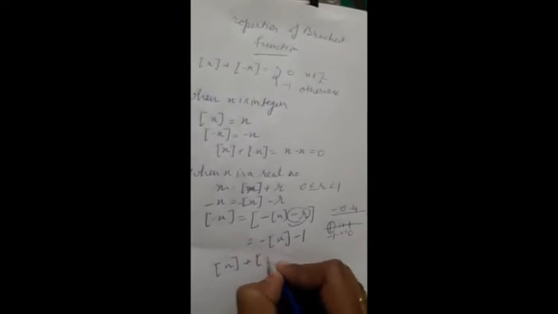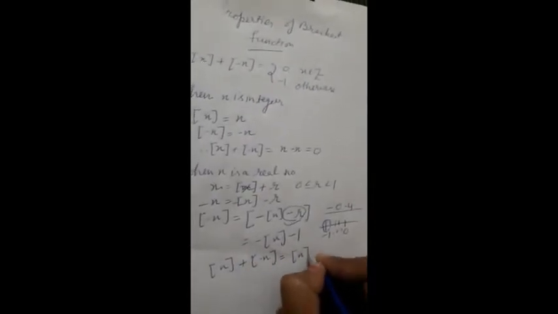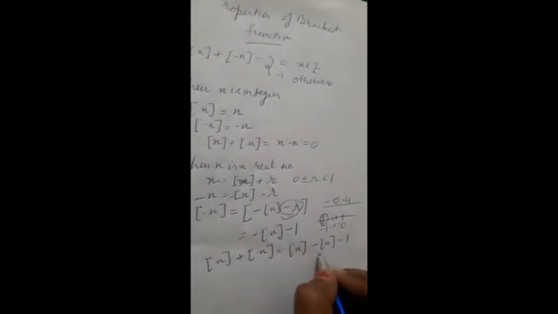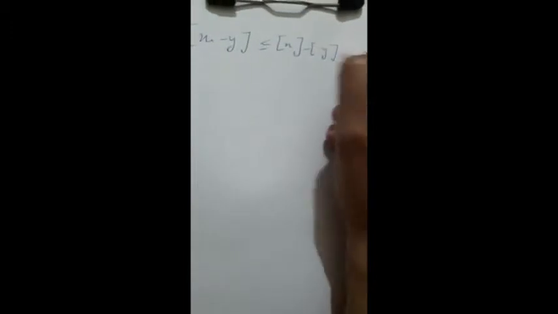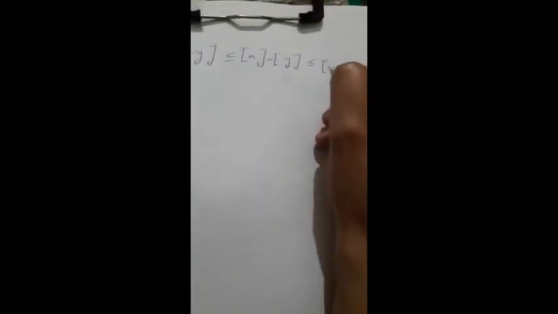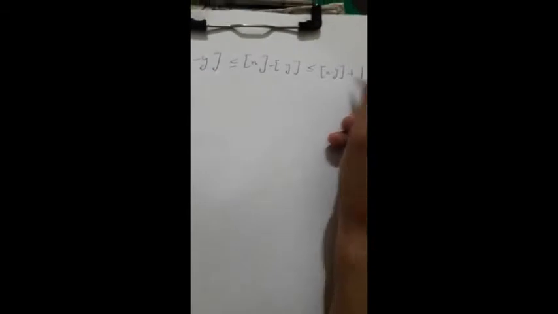So taking the sum, greatest integer x plus greatest integer of minus x, it is greatest integer of x minus greatest integer x minus 1. Its value is minus 1. So it is minus of 1. Our second part is proved. The next result we are going to prove is greatest integer of x minus y is less than or equal to greatest integer x minus greatest integer y, which is less than or equal to greatest integer of x minus y plus 1.